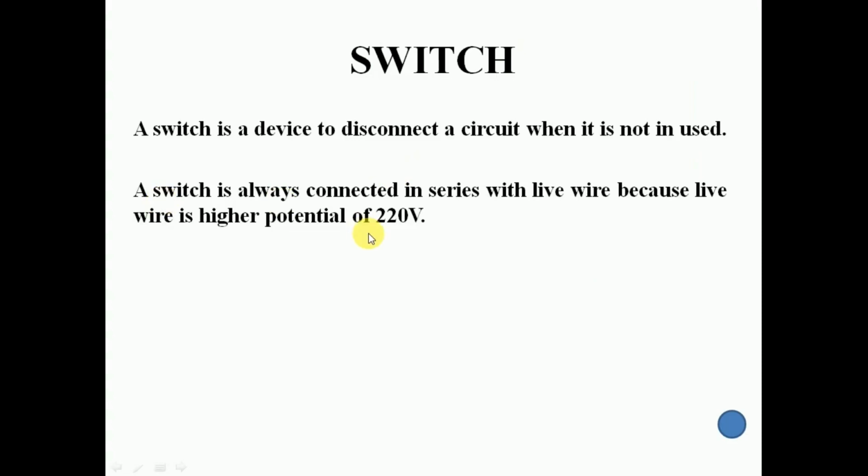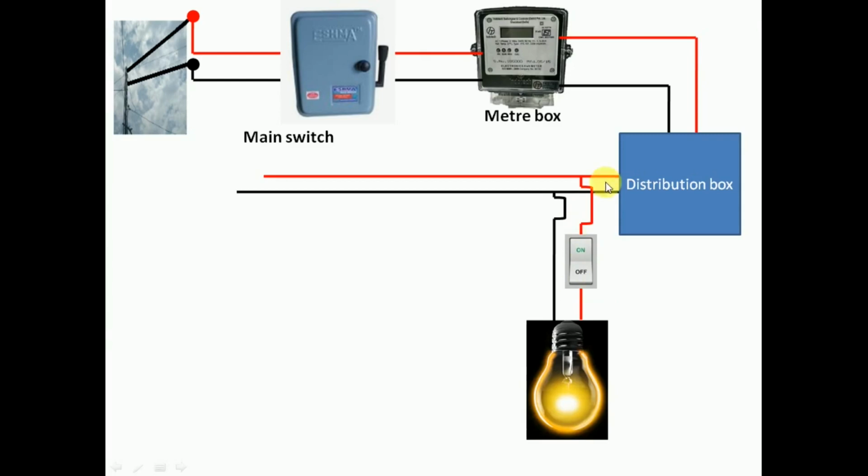Switches are always connected with live wire, because live wire is more dangerous. So switches are connected in series in the live wire, as you can see here. So it is in series with the red color wire, that is live wire. If you disconnect it from here, the live wire is not touching the bulb. So while changing the bulb, you will not touch the live wire. If you connect the switch to the neutral wire instead, while changing the bulb you may touch the live wire and get an electric shock. So the switches are always connected with live wire.